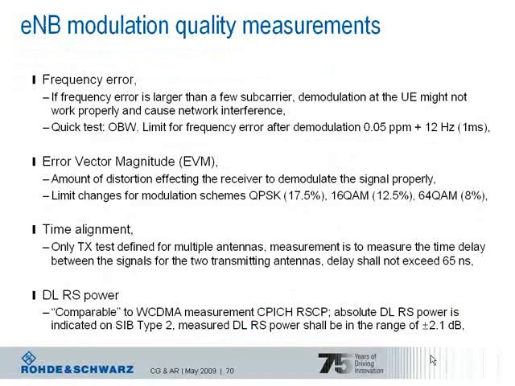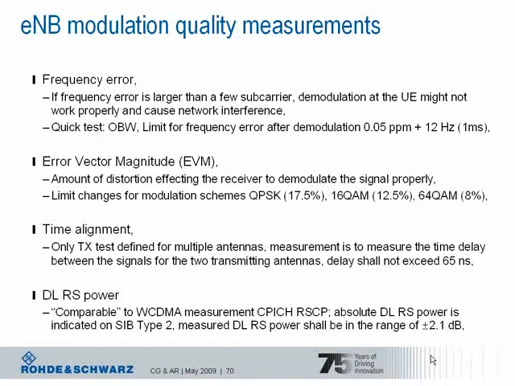Looking in detail at the modulation quality measurements. If the frequency error is larger than a few subcarriers, the demodulation might not work properly at the UE. The requirement to be passed is 0.5 parts per million plus 12 Hz within a subframe. The error vector magnitude is a well-known quality indicator for the signal. It shows the amount of distortion affecting the receiver to demodulate the signal properly. The limit is for QPSK modulation 17.5%, for 16 QAM 12%, and for 64 QAM 8%.